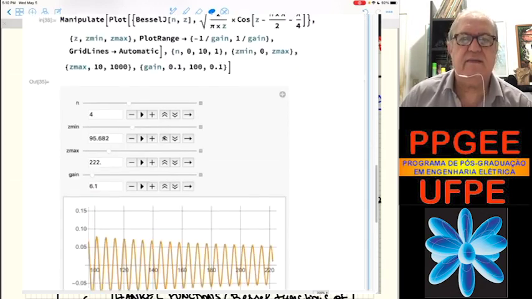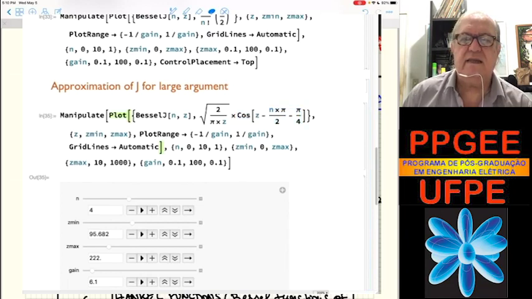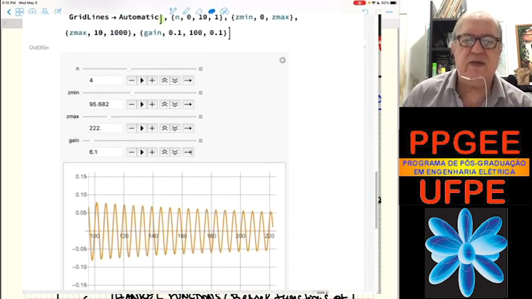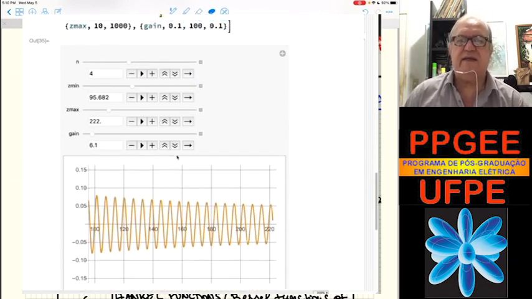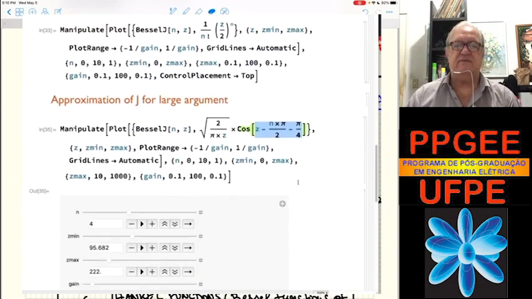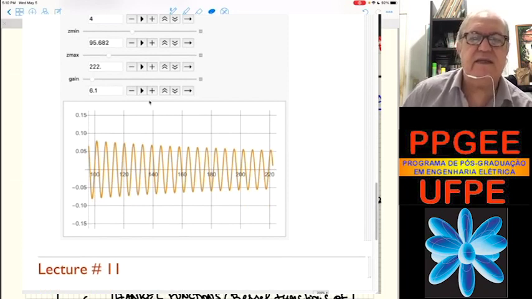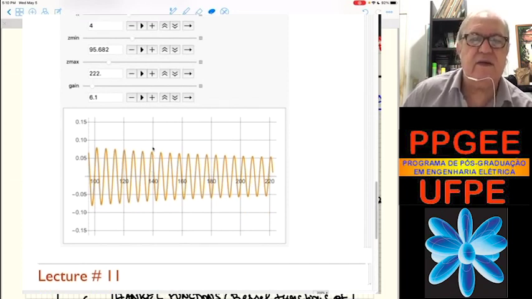Let me see if I am plotting the two functions here. Yes. You see the cosine times the amplitude, which decreases, and the Bessel function here. Plotting the two functions, they are together. So you can predict the roots just by looking at the roots of the argument of the cosine function. Very nice, right? You cannot see differences here because they are right on top of each other.